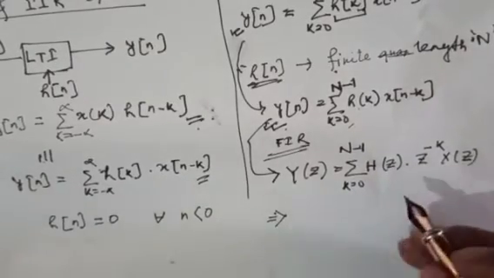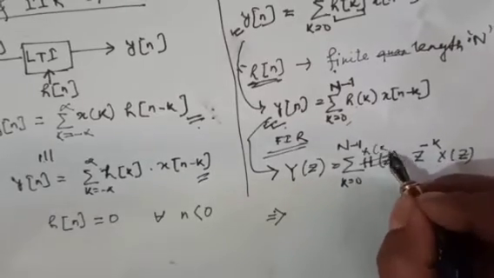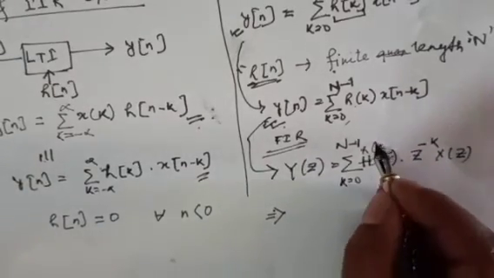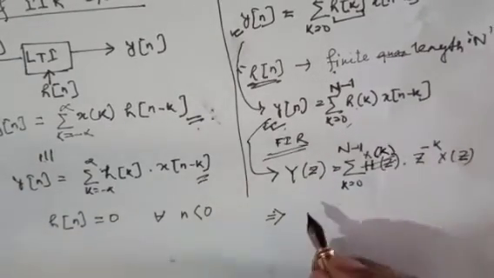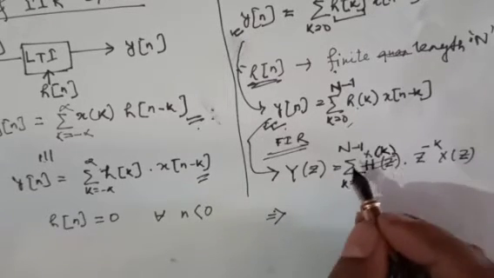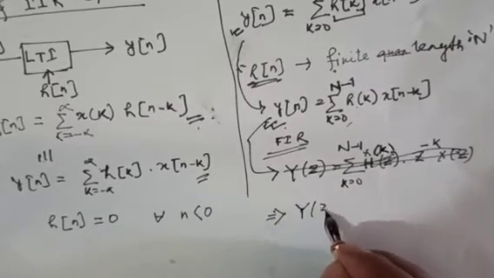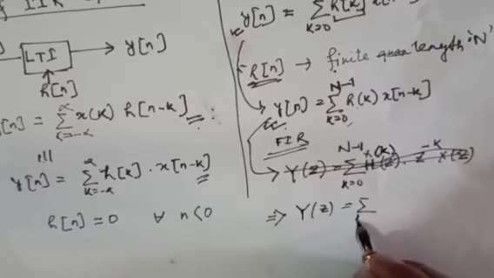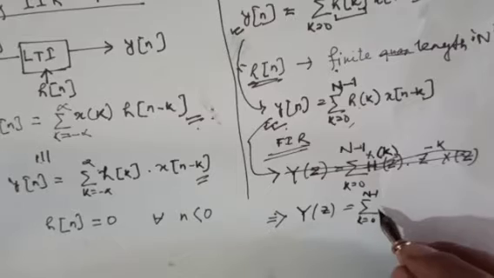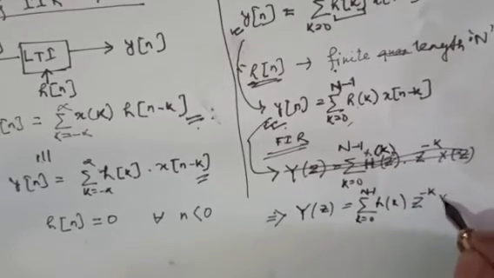So here there is a mistake. This will be your h of k only, because this summation is over k. So therefore this will be your y of z, summation over k 0 to n minus 1, h of k into z to the power minus k x of z.